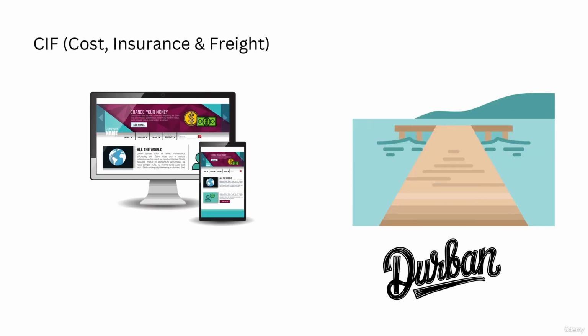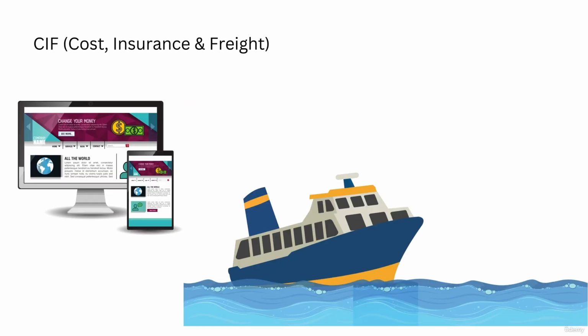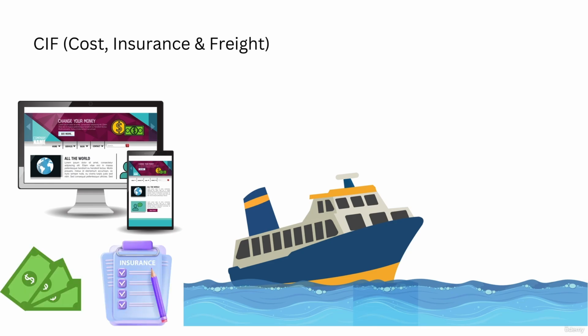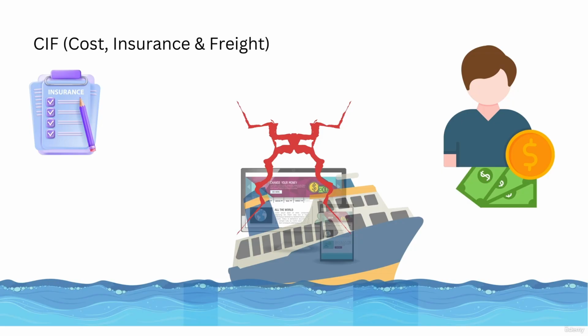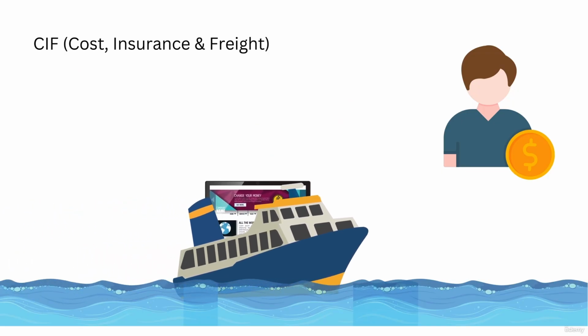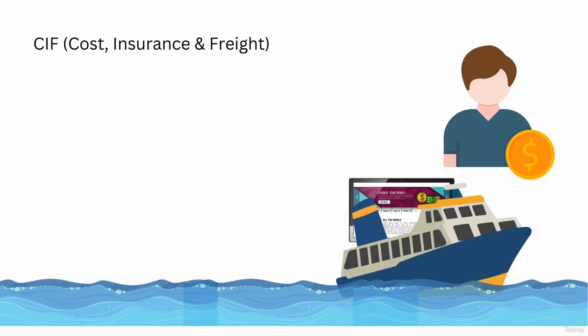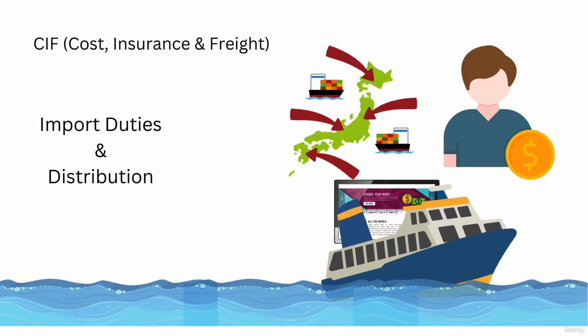A South Korean electronics manufacturer is exporting LED TVs to a distributor in South Africa under CIF Durban Port. The seller pays for ocean freight and also arranges insurance to cover potential damages during transit. If the shipment gets damaged while on the ship, the insurance will compensate for the loss. However, once the goods arrive in Durban, the buyer assumes responsibility for import duties and further distribution.